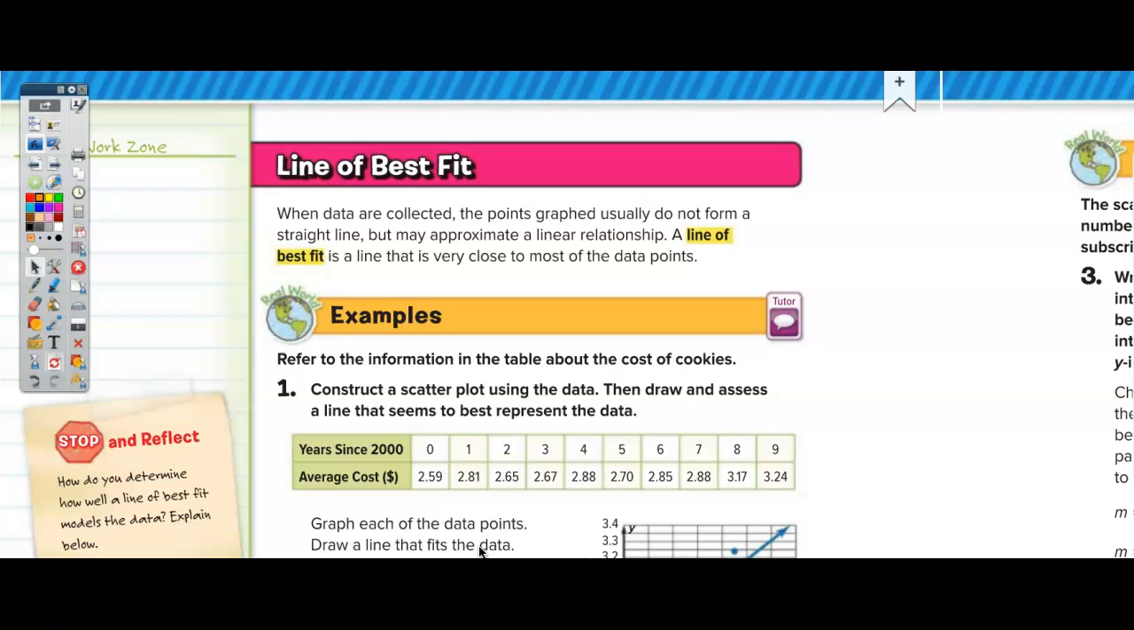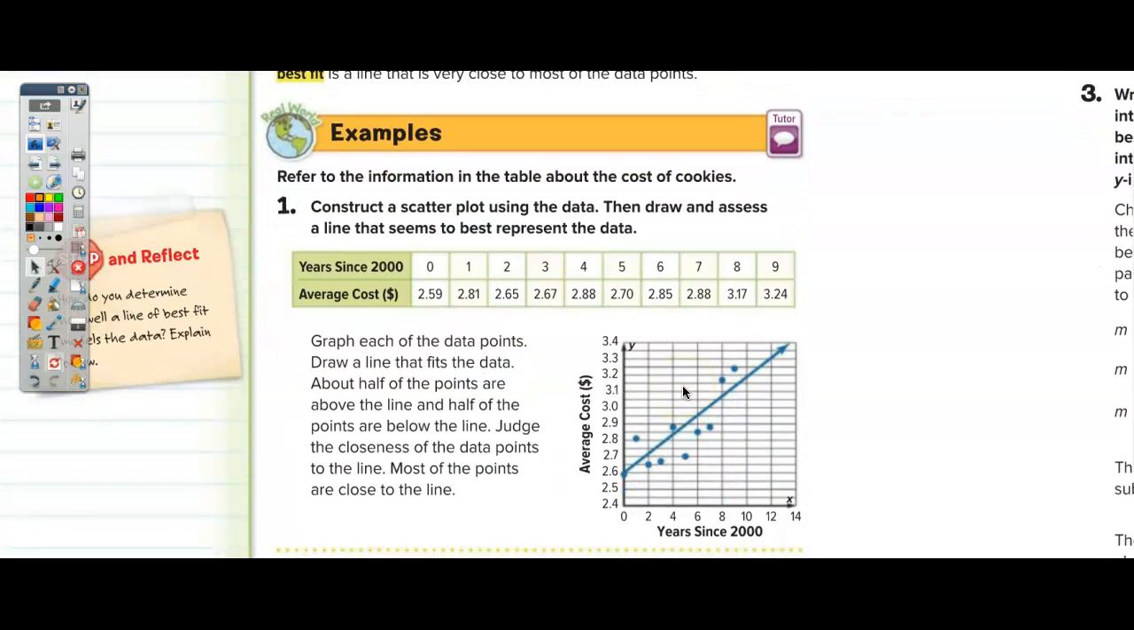When data are collected, the points graphed usually do not form a straight line, but may approximate a linear relationship. A line of best fit is a line that is very close to most of the data points. So again, it doesn't have to hit every single data point.